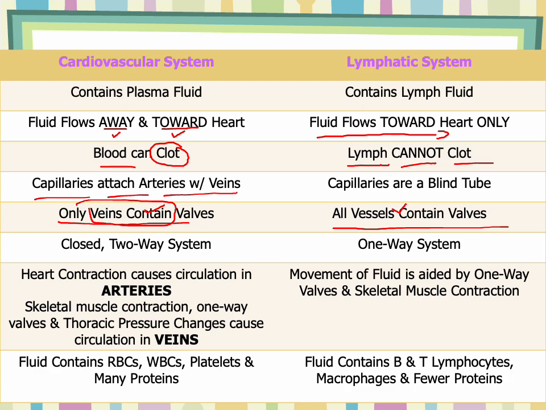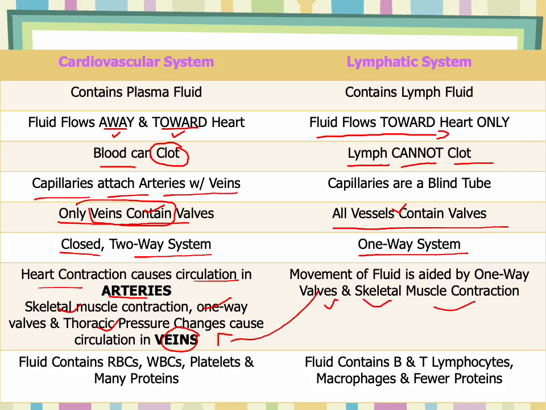Then, sorry about that. The cardiovascular system is a closed two-way system in its systemic or pulmonary circulation, and the lymphatic system is a one-way system. We pick up fluid in the interstitium and then we drain close to the heart. Okay, so in the arteries, heart contractions cause circulation, and in the case of the veins, skeletal muscle, one-way valves, and thoracic pressure changes cause the circulation, something that is very similar to the lymphatic vessels. The fluid is aided by valves and skeletal muscle contraction.